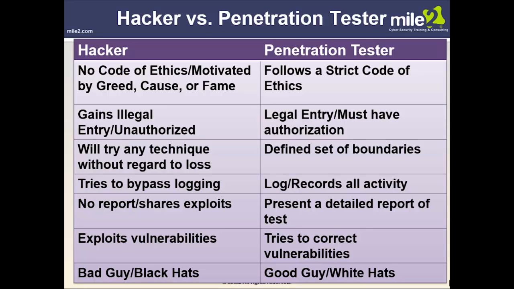The pen tester here presents a detailed report of the test. The hacker will exploit vulnerabilities, where the pen tester will try to correct those vulnerabilities. Of course, the hacker is the black hat bad guy, and the good guy, white hat, is going to be the penetration tester / security analyst.